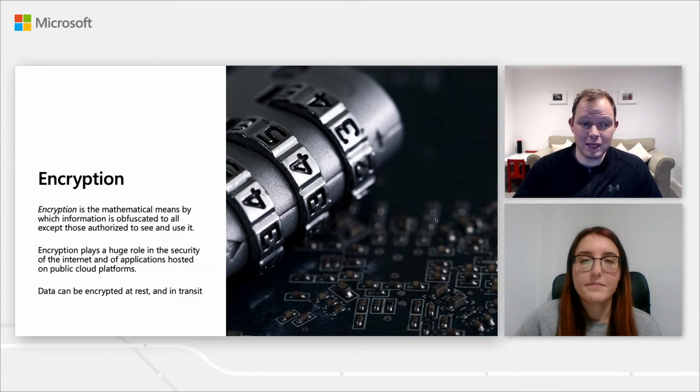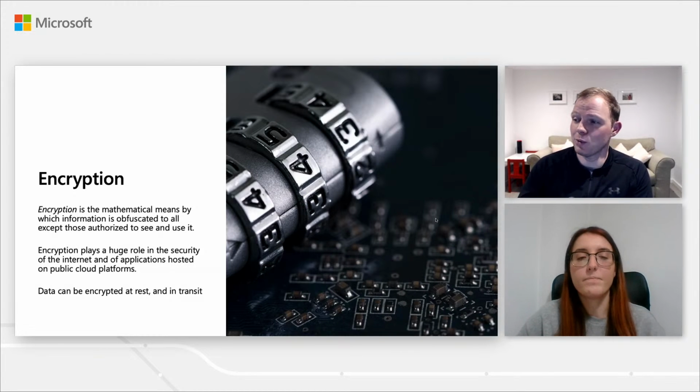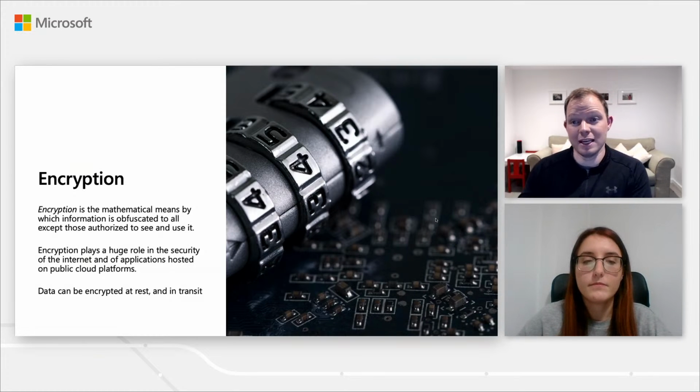So encryption is basically a way to obfuscate data to everybody except for those who are authorized to actually see it. On the internet, encryption is huge. You use it every single day, and you don't realize that you're using it. In public cloud platforms, it's really crucial that we have this capability. We can encrypt data in two places. We encrypt data at rest, when data is resting in storage or in databases, but we can also encrypt it in transit, which is when data is being transferred, such as when we're accessing a website or online banking or something like that.